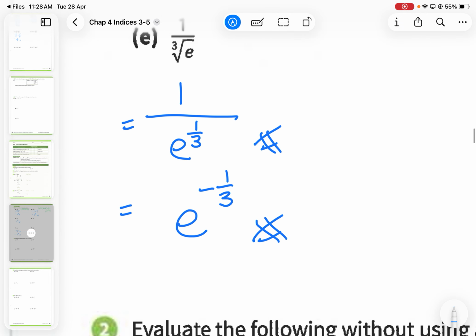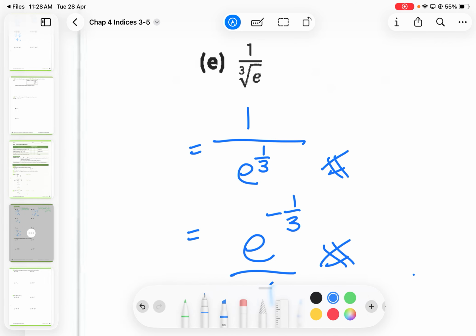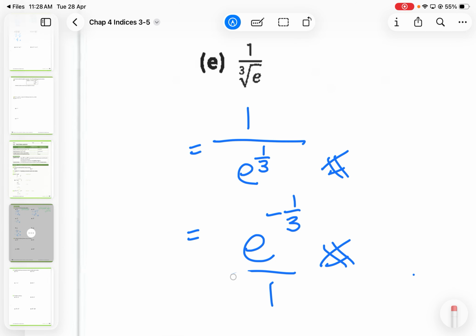Where did the negative come from? At first, my e is 1/3, but it is in the denominator. But if I bring this whole thing to the numerator, then the index will become negative. You all learn this in negative. Okay? So I can write it like that. I can also write it like that. Then when it's divided by 1, I don't need to write the divide by 1.